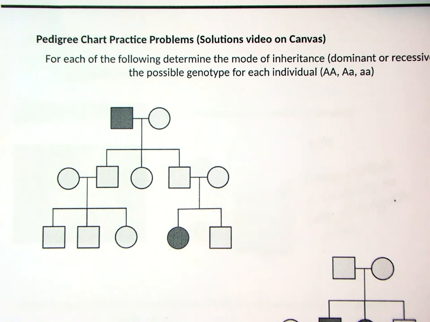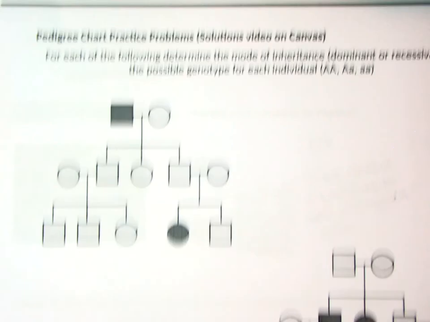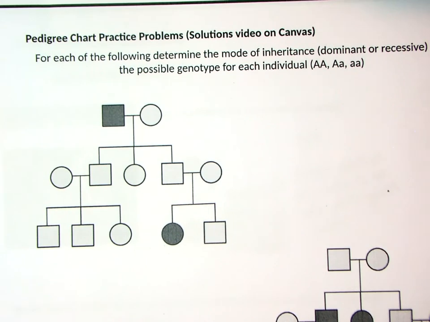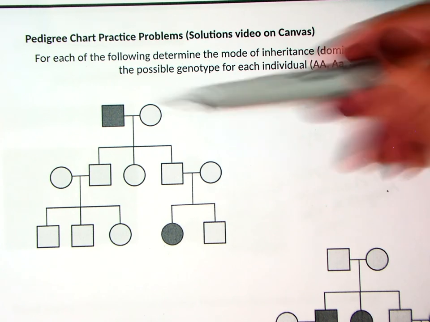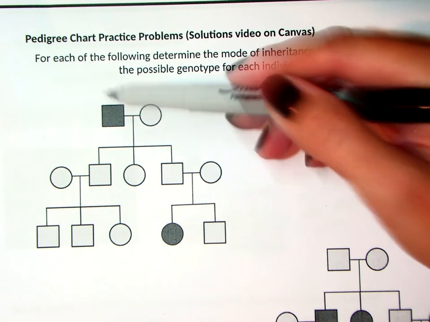And what you're trying to figure out is if each of these are showing autosomal dominant or autosomal recessive, and then the possible genotype for each individual. So look at the hints you were given, and then you can randomly pick one and guess. And if you were to guess that this was autosomal recessive, then you know that the two shaded in individuals have to be little a. And then you can see if that works out.